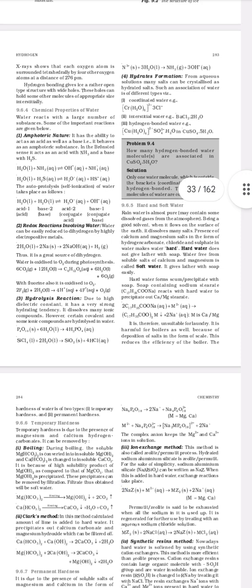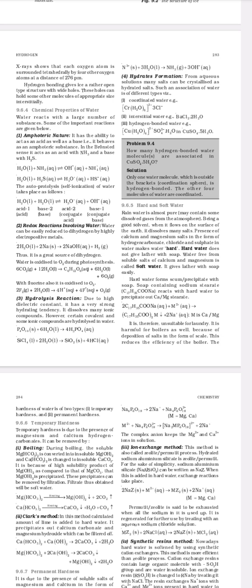Hard and soft water. Rainwater is almost pure, though it may contain some dissolved gases from the atmosphere, being a good solvent. When it flows on the surface of earth, it dissolves many salts. Presence of calcium and magnesium salts in the form of hydrogen carbonate, chloride, and sulfate in water makes water hard.